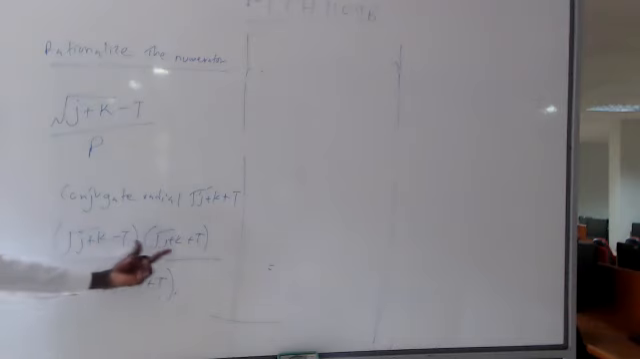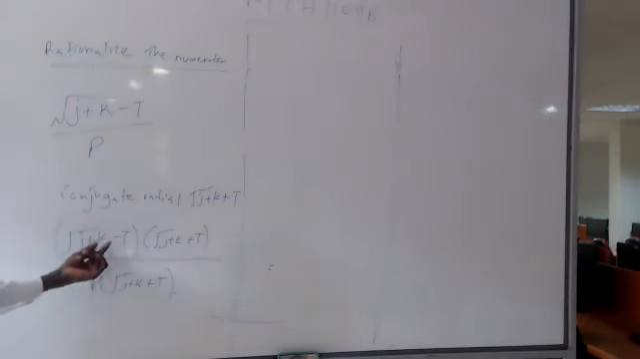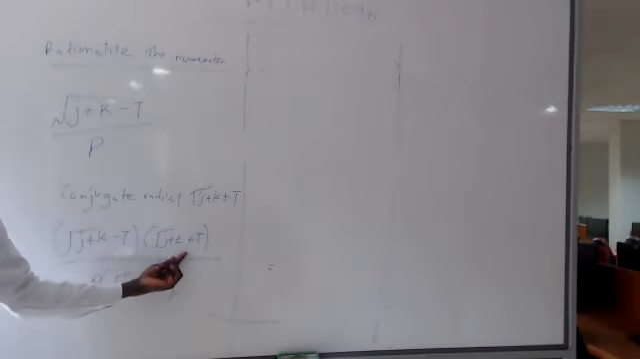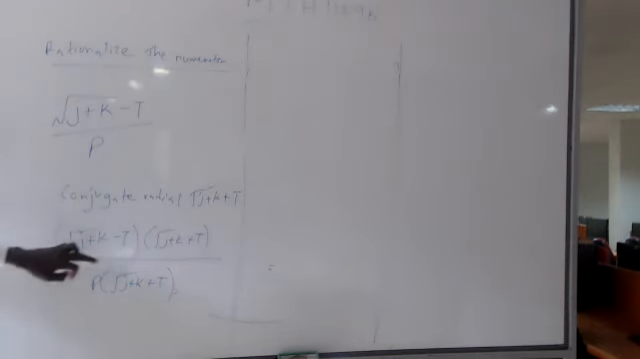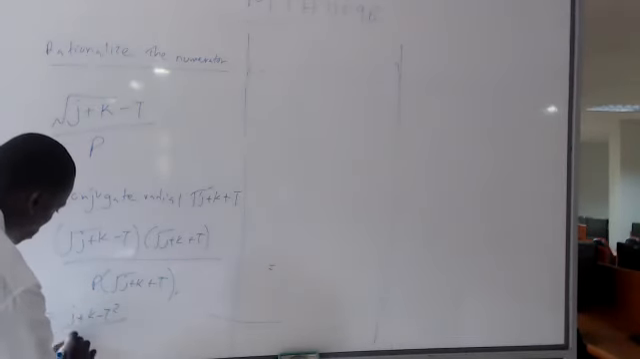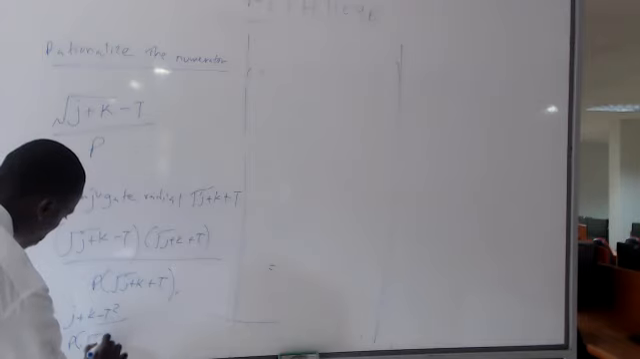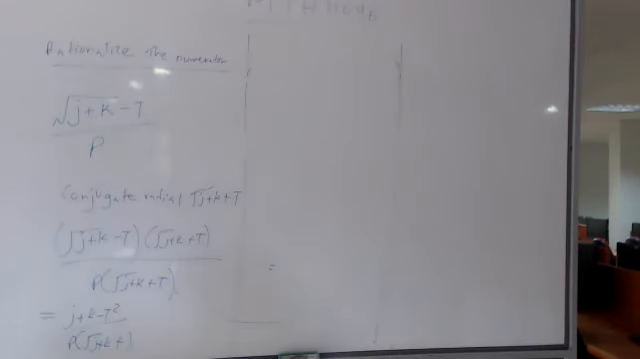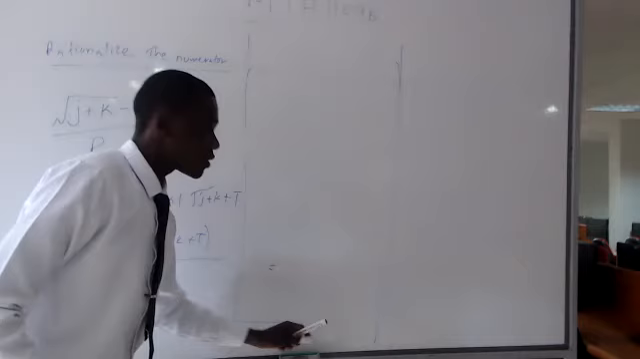Then here you can spot a difference of squares, right? So multiplying a difference by a sum. So this is a difference of squares. So you take square root of j plus k as your a and t as your b. And what do we have in the numerator? J plus k minus t squared. Good. And the denominator stays the way it is. Okay. So we have rationalized the numerator.